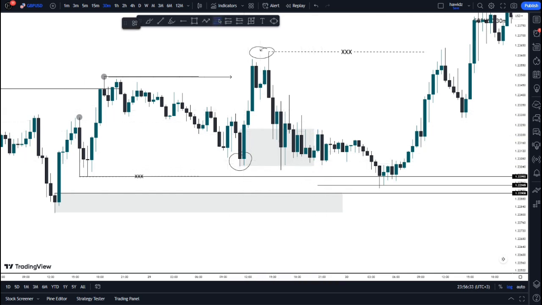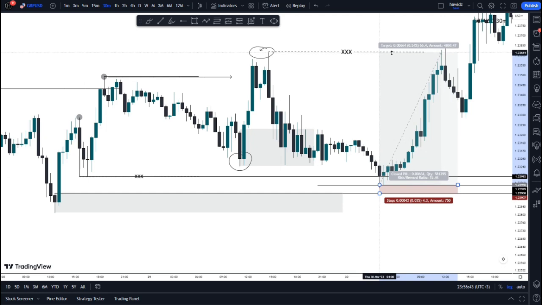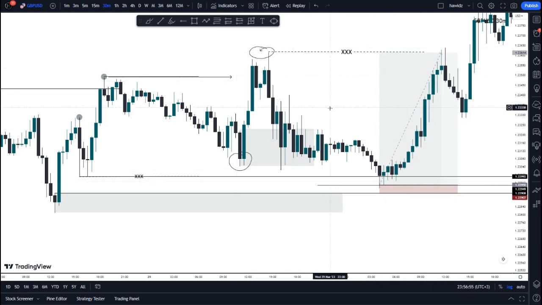Just removing these drawings here. So I had my bullish entry there, my stop loss just below the imbalance, and of course, I was looking to target the buy side liquidity, which gave me a total of 4 pip stop loss and a 66 pip take profit target to make it a 1 to 15 RR trade.